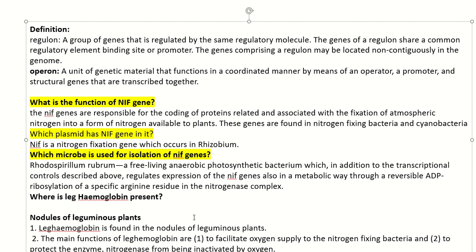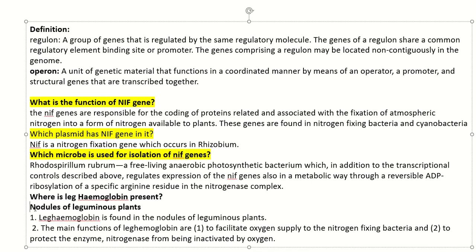Now, where is leg hemoglobin present? Leg hemoglobin is present in the nodules of leguminous plants. Very good. The main function of leg hemoglobin is to facilitate oxygen supply to nitrogen fixing bacteria. Another function is to protect the enzyme nitrogenase from being inactivated by the oxygen.